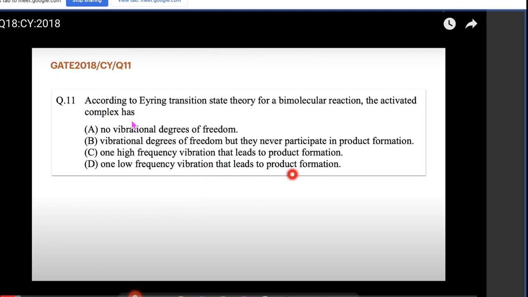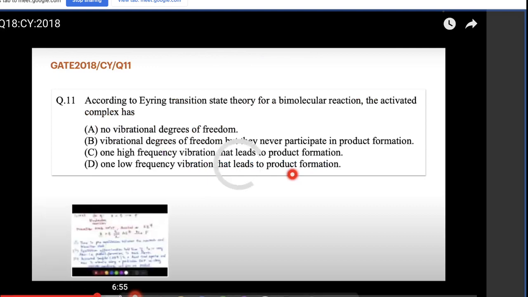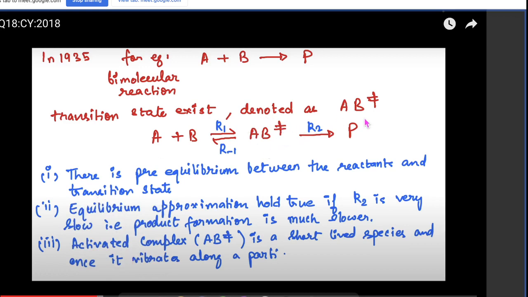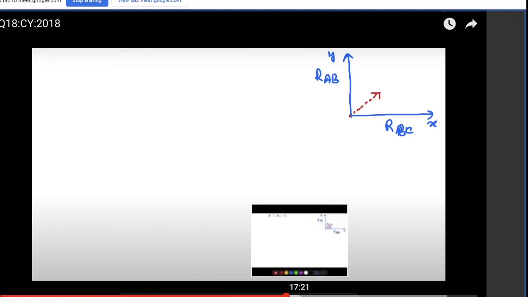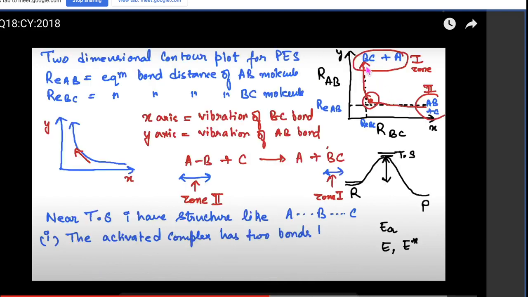We were asked what the activated complex has. I have actually explained a lot about how this activated complex converts into the product. So in short, when you go through the potential energy surface of a bimolecular reaction, this is the reaction coordinate along x for the BC bond vibration, where BC is the product, for example, and AB is my reactant. AB is initially reacting with C, and then my AB bond gets broken and my BC bond gets formed. So this is the direction of my reaction, in this arrow.